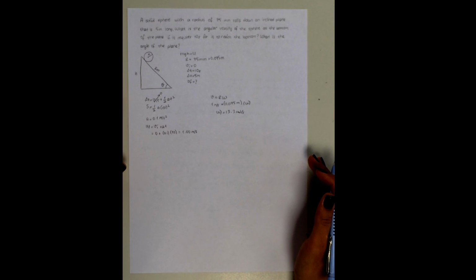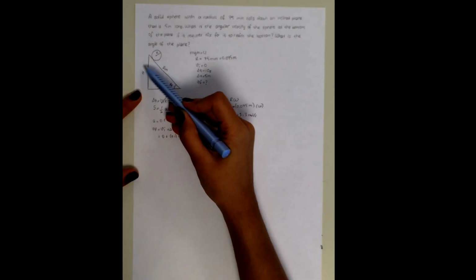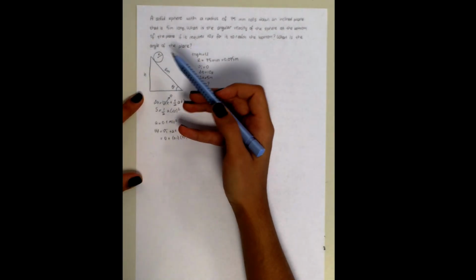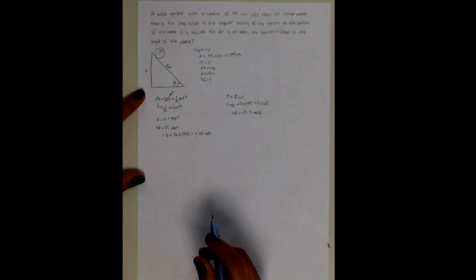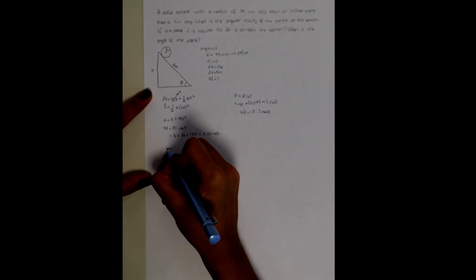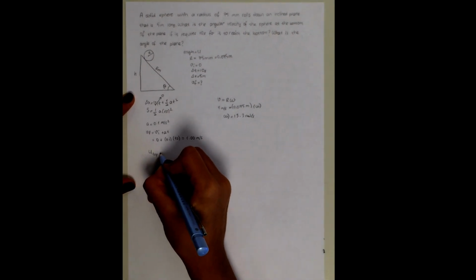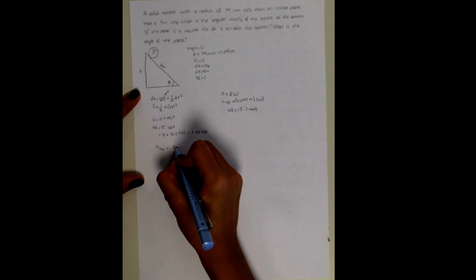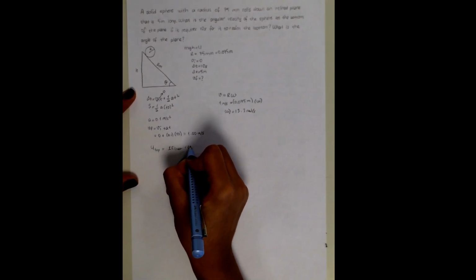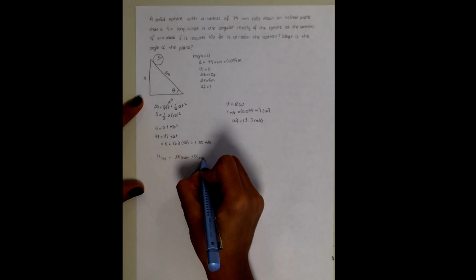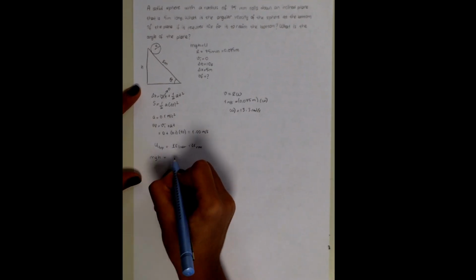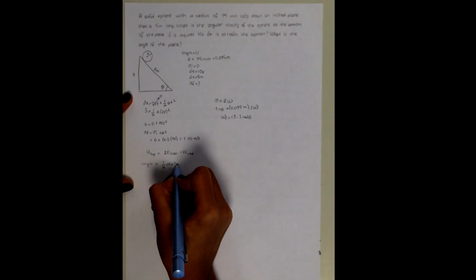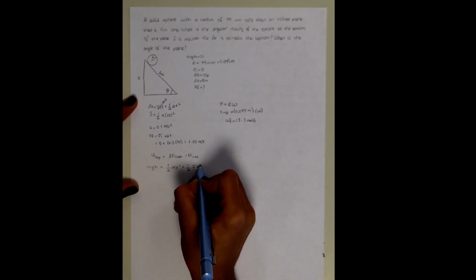The second question asks what the angle of the plane is. To find the angle here, we should find the height of the plane. To do so, we can use conservation of energy. Potential energy at the top is equal to linear kinetic energy plus the rotational kinetic energy at the bottom. mgh equals 1/2 mv squared plus 1/2 I omega squared.